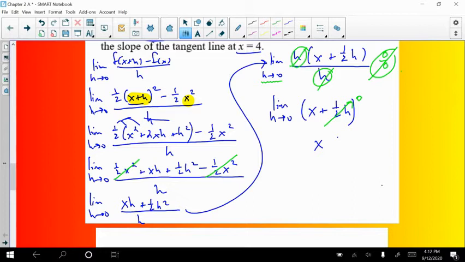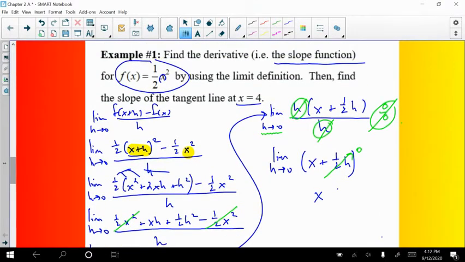Now, remember that I said it was going to be a function. It's going to be in terms of x as a slope function. So we need a way to denote that. So the derivative symbol as a slope function is this.